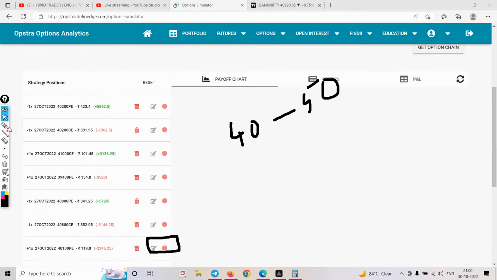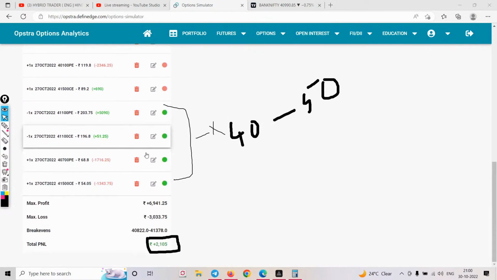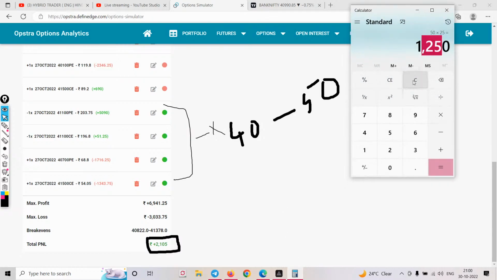We have deployed the first iron fly. This was the first iron fly. We exited. This was your second iron fly, we exited, and then the third iron fly, 40 to 45,000. So you got 2,200. What is 2,100 on a capital of, let's say, 50,000? Let me take 50,000 into 100. You got almost 4.2%. If someone has a different opinion, I cannot see, because everyone's thought process is different.